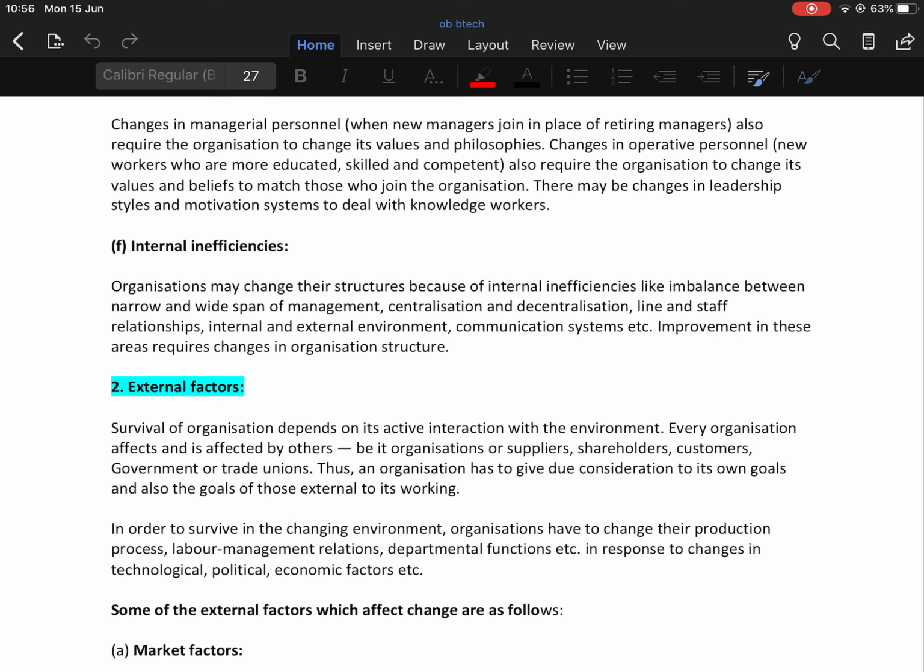The next internal factor which influences the organizational changes is internal inefficiencies. Organizations may change their structure because of internal inefficiencies like imbalance between narrow and wide span of management, centralization and decentralization, line and staff relationship, internal and external environment, communication system, etc. Improvement in these areas require changes in the organization structure.